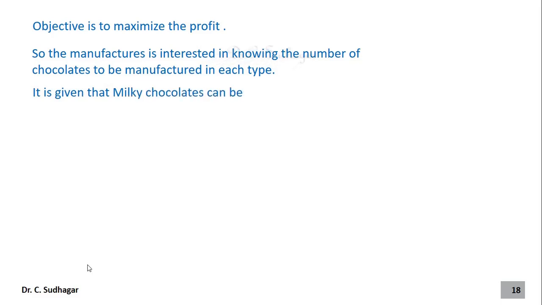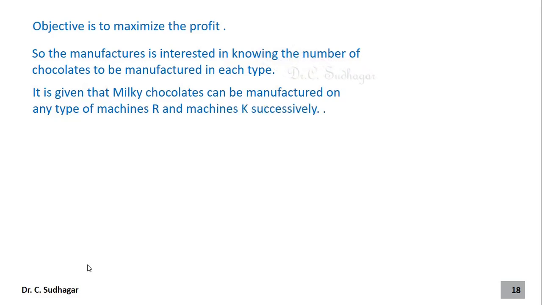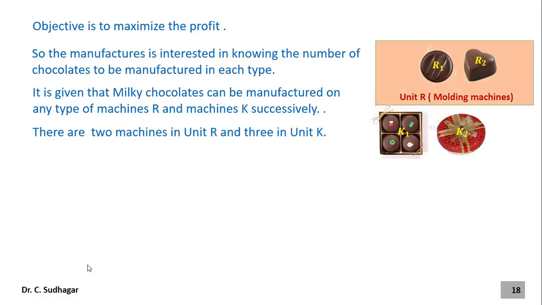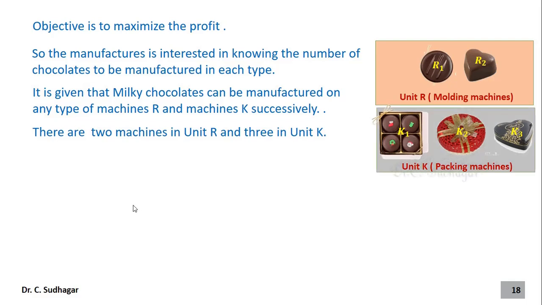It is given that milky chocolates can be manufactured on any type of machine R and machine K successively. Okay, so let us see the table. The table has the machines R1 and R2, and K1, K2, K3. So how can we do it? It can be manufactured on any unit R.